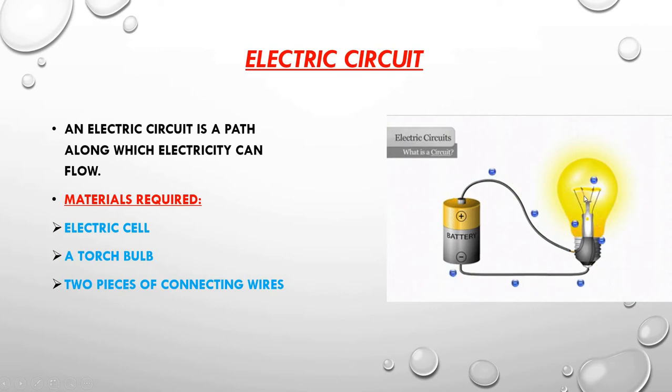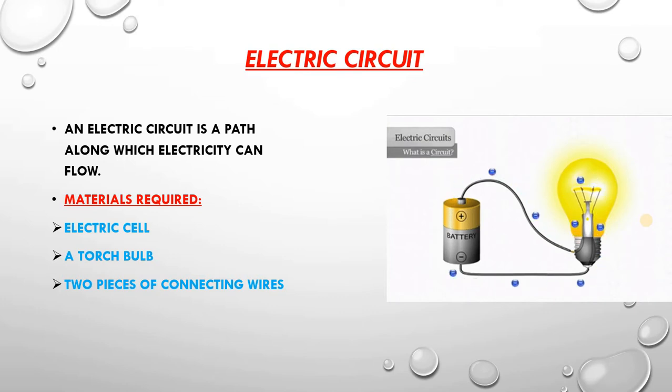Actually, it is made up of tungsten, okay, and when it glows, what happens? The electricity from one end of the cell flows along the wire through the bulb and then back to the cell along the other wire. Okay, so the wires and the bulb form a continuous path between the two terminals of the cell for electricity to flow through. Okay, so this path is called what? It is called an electric circuit.